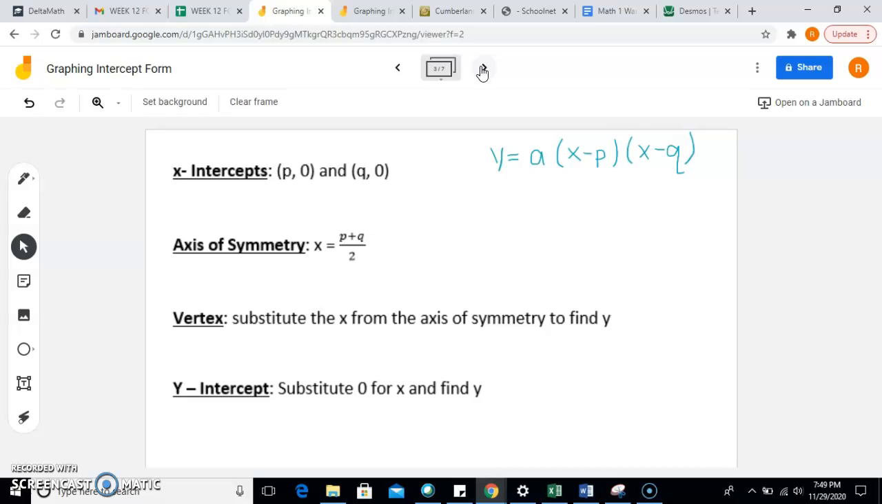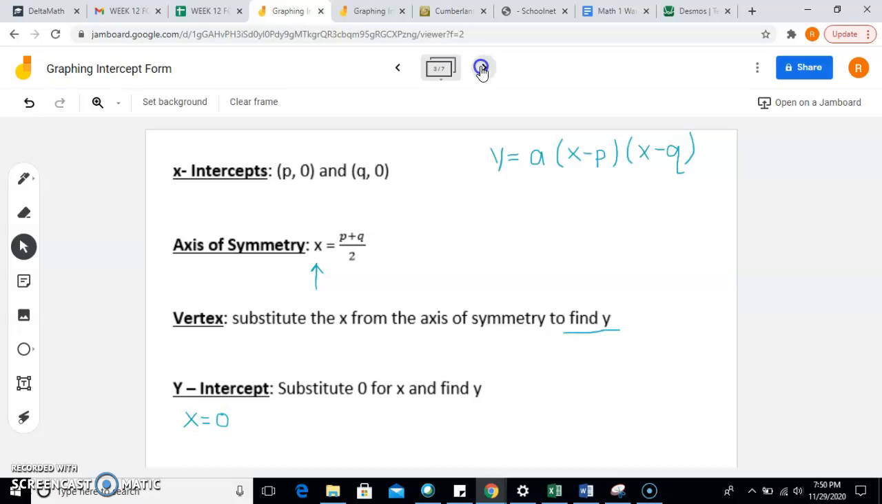The axis of symmetry is halfway between our x-intercepts, also known as our roots. So all we would do is take those values of p and q, add them together, and divide by 2. That'll give us our axis of symmetry. And then to find the vertex, we take that x value and we plug it into the equation to find y. And then if we were looking for the y-intercept, remember when we're finding the y-intercept, that means our x value is 0. If it's on the y-axis, x is equal to 0.